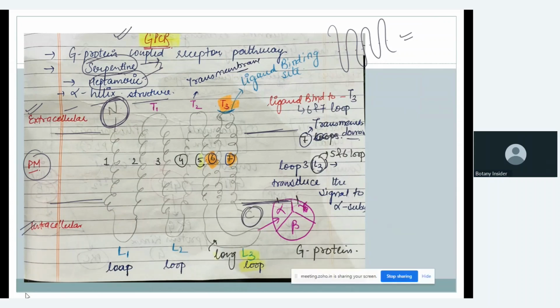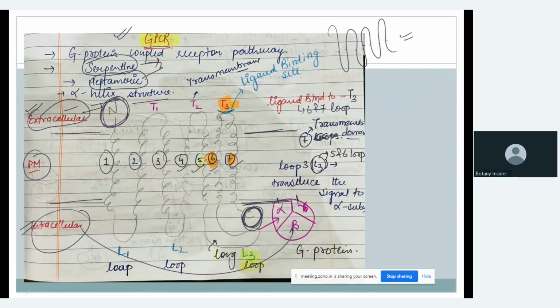I'm going a bit slow on this because I want to make it very clear. In the extracellular region we have N, and in the intracellular region we have the C terminal. From the N terminal starts the very first loop. Then we have the second loop, third, fourth, fifth, sixth, and seventh. At the end of the seventh loop, we have the C terminal.